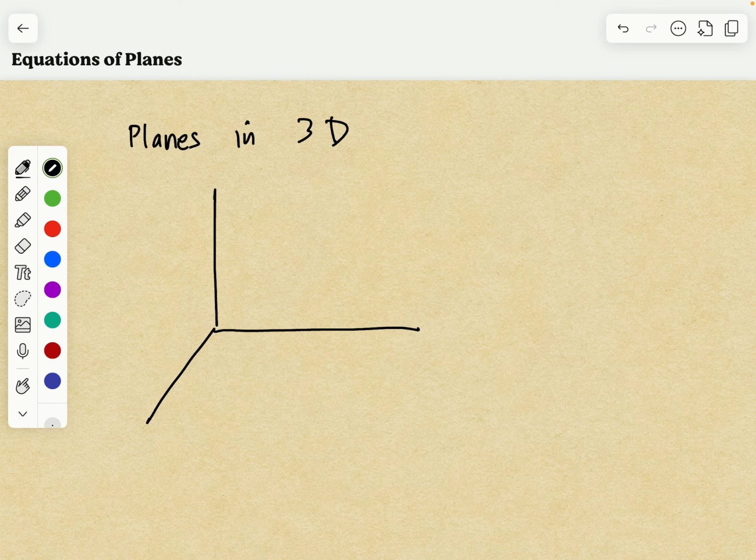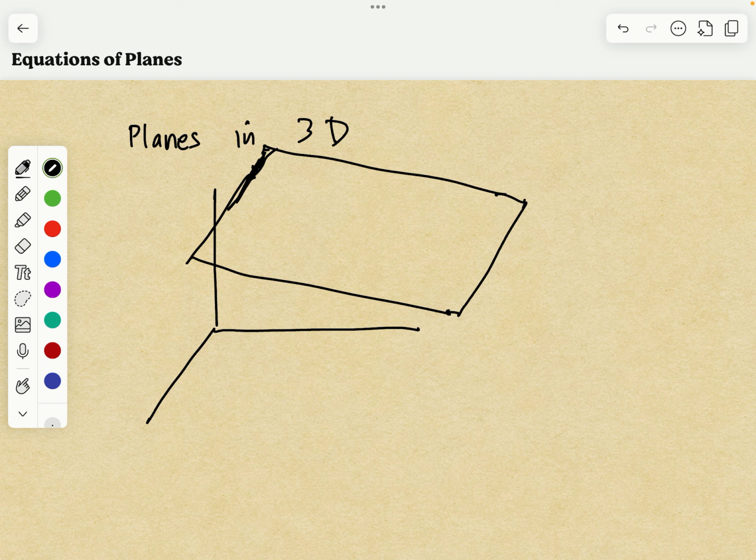Well, intuitively, a plane is something that's flat. So it's going to be something like this, and it's going out in infinite direction, right? So it's going out forever, and the question is, how do we find an equation for the plane? In other words, what does it mean to find an equation for a plane?